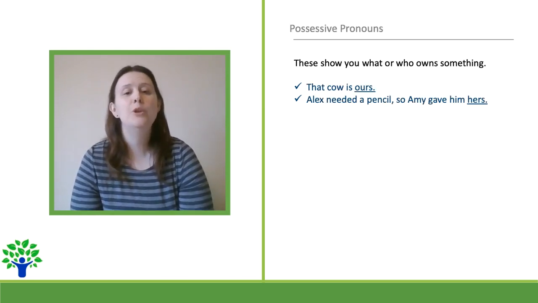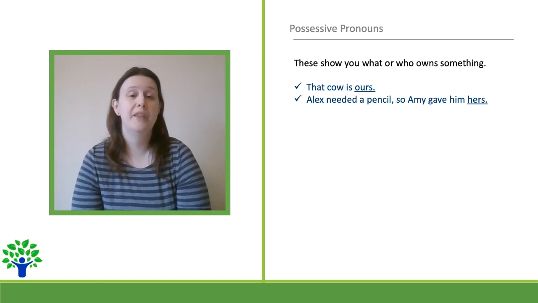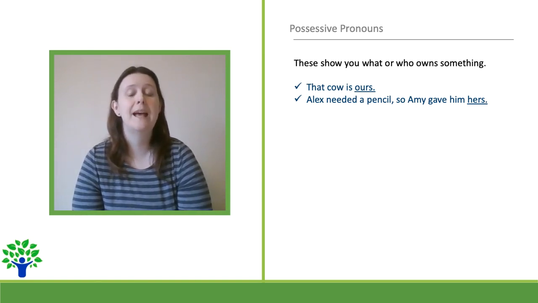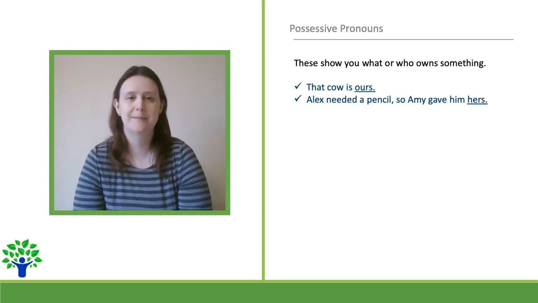Possessive pronouns show you what or who owns something. So here's some examples. That cow is ours. Alex needed a pencil, so Amy gave him hers.